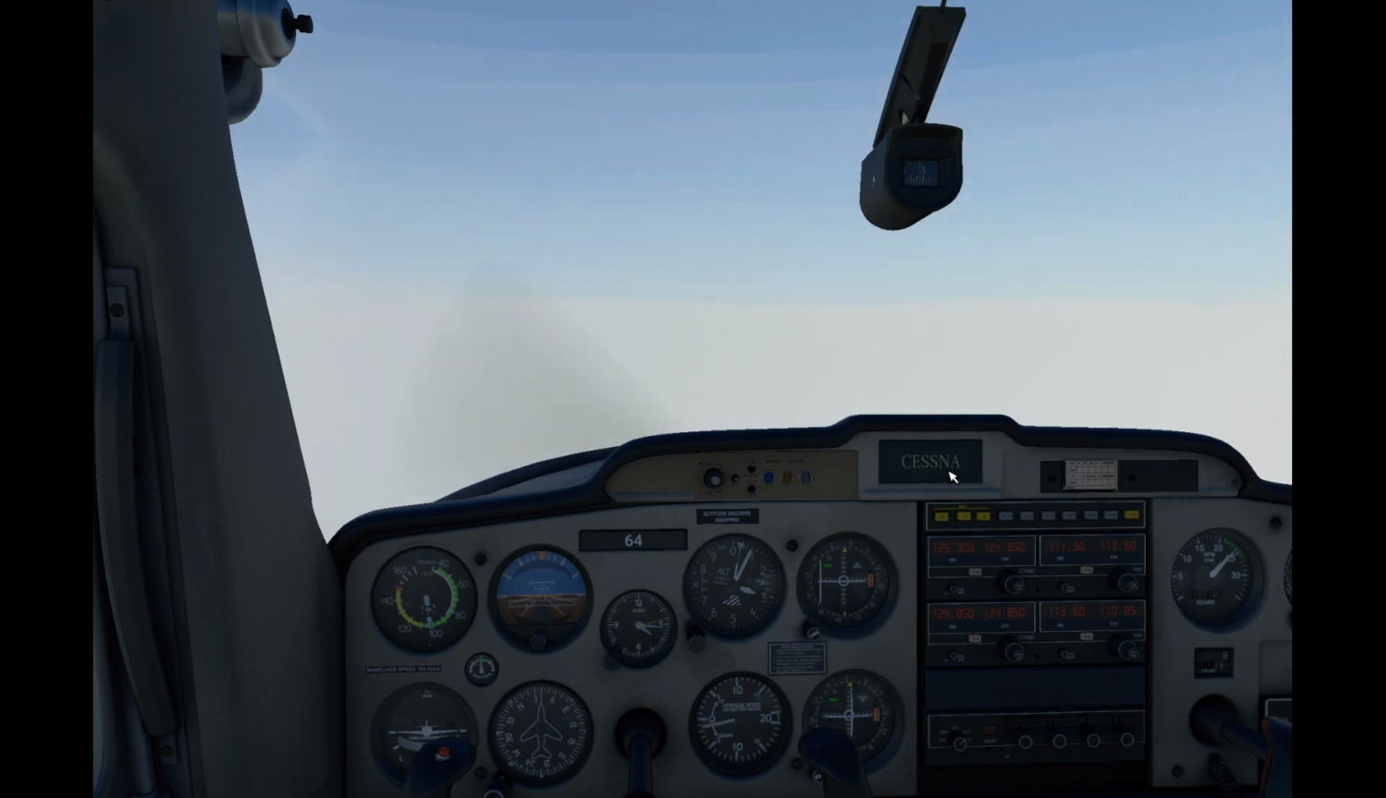This is one of my favorite things about having a co-pilot: you can ask them nicely to do that for you, rather than having to sit there and try to divert your concentration from operating the plane.